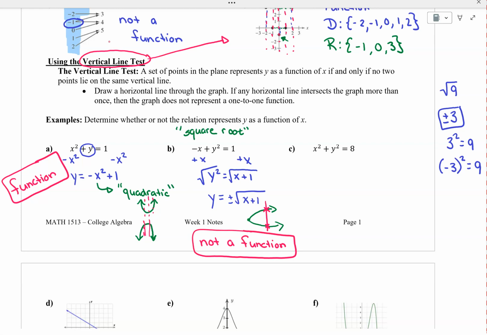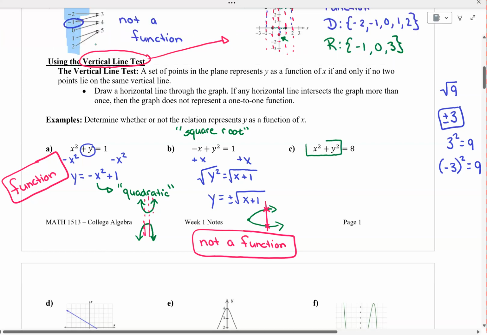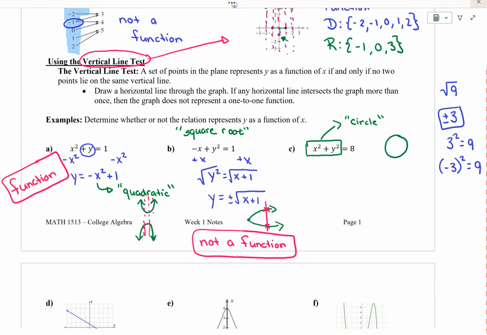Okay. C, we could actually do some solving, but we don't need to because this one, based off of its form, already tells us what it is. This right here means a circle. So therefore, if I was to draw a circle, and then I drew that vertical line test, it would fail it. So therefore, this one is not a function.